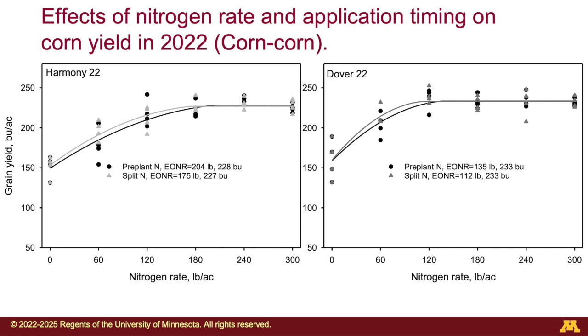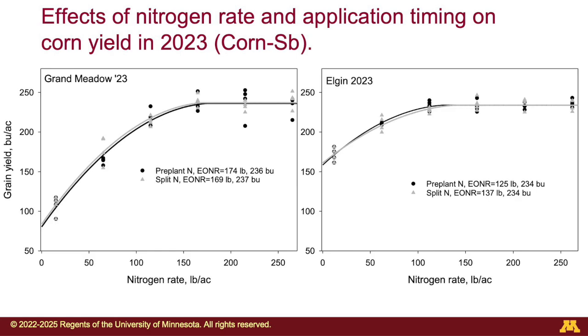At the Dover site, we only needed between 112 and 135 pounds of N to optimize production, and we produced about exactly 233 bushels with both systems, but it took about 22 or 23 pounds less with split application. Now this was in 2022 when we had some wet months, but generally not a wet growing season.